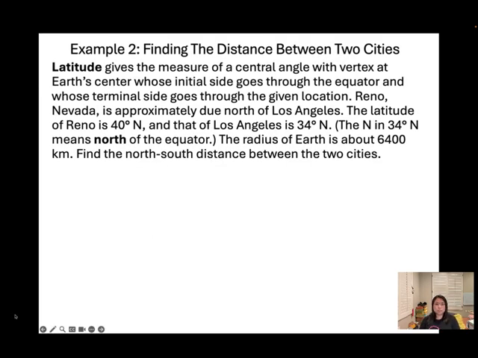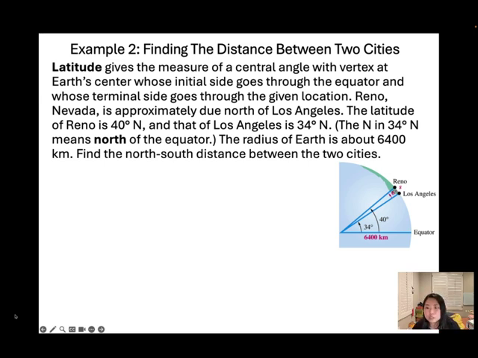Example 2. Latitude gives the measure of a central angle with vertex at Earth's center, whose initial side goes through the equator and whose terminal side goes through the given location. We know Nevada is approximately due north of Los Angeles. The latitude of Reno is 40 degrees north, and that of Los Angeles is 34 degrees north. The radius of the Earth is about 6,400 kilometers. Find the north-south distance between the two cities.